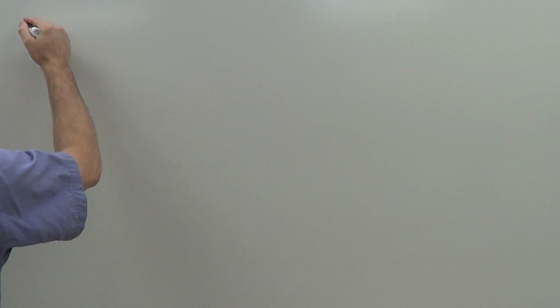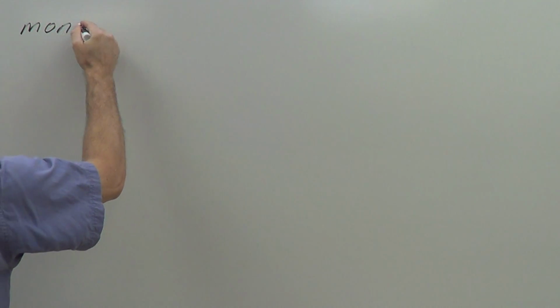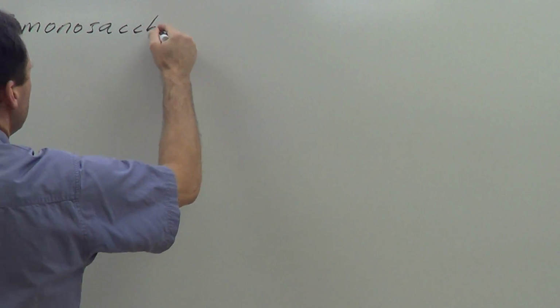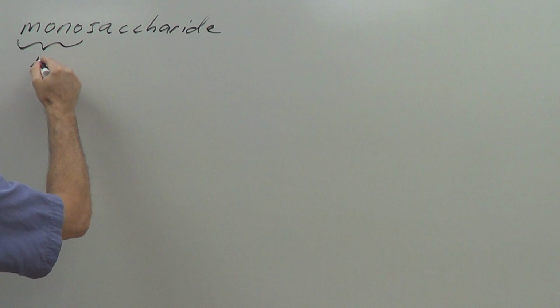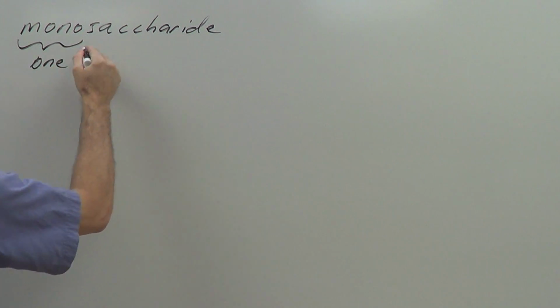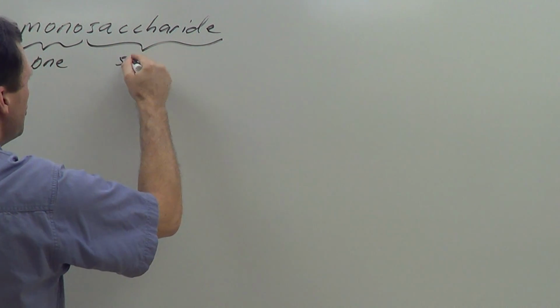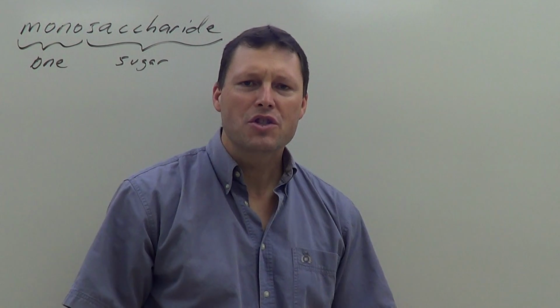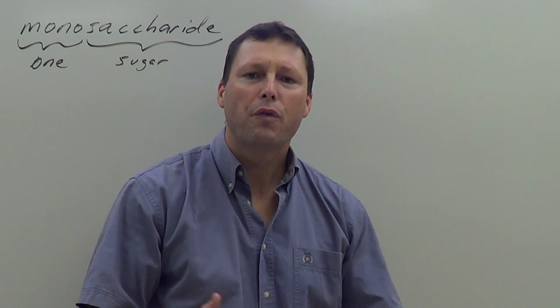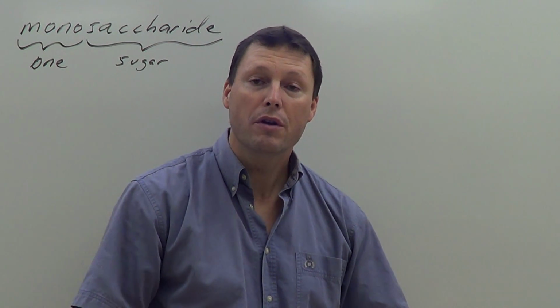Let's go ahead and write some of this down. Monosaccharide. Again, mono meaning one, and saccharide meaning sugar or sweet. And there's lots of different types of monosaccharides. For example, glucose and fructose, which is a sugar found in fruit.